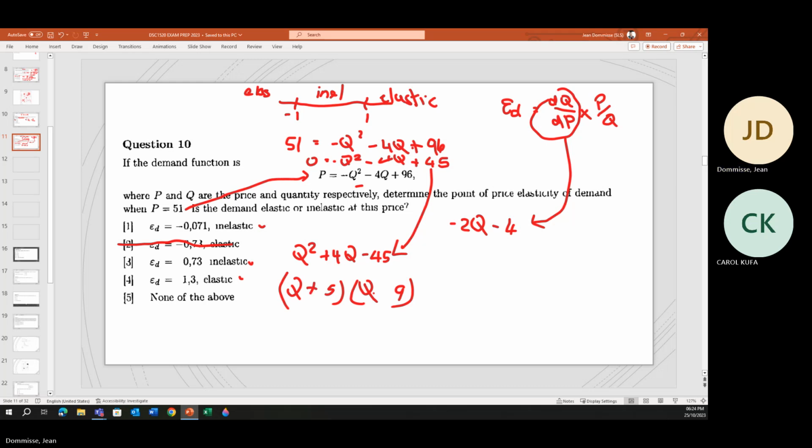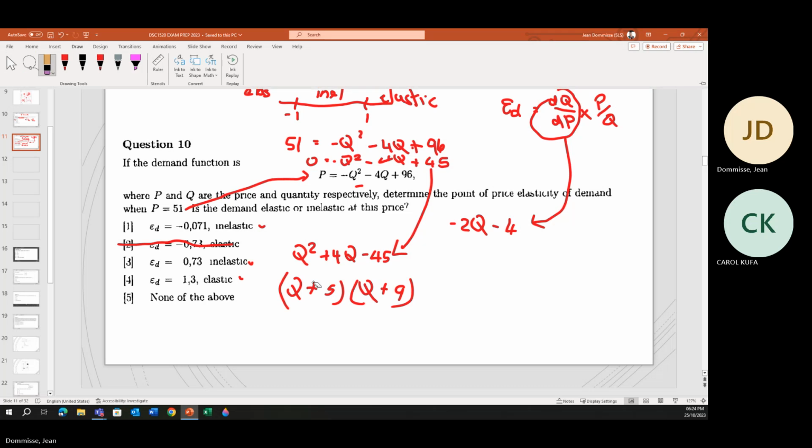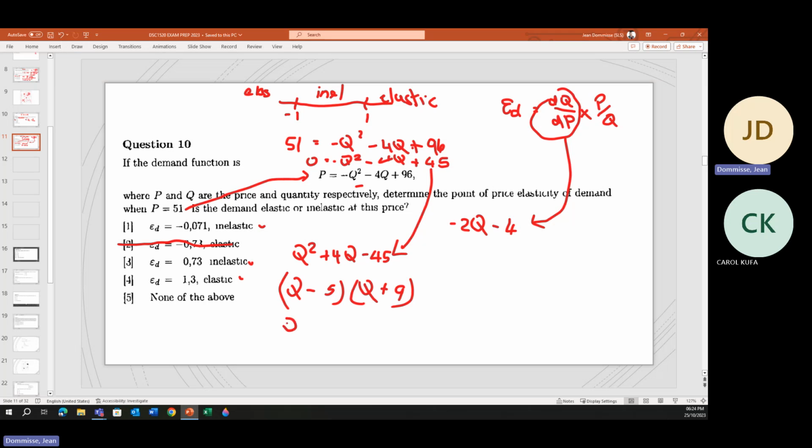Just want to check. No, the other way around. So the q's will be equal to 5 or -9. Again, we can't have -9, so the q will be 5. So in this instance, we need to then replace the q by 5.